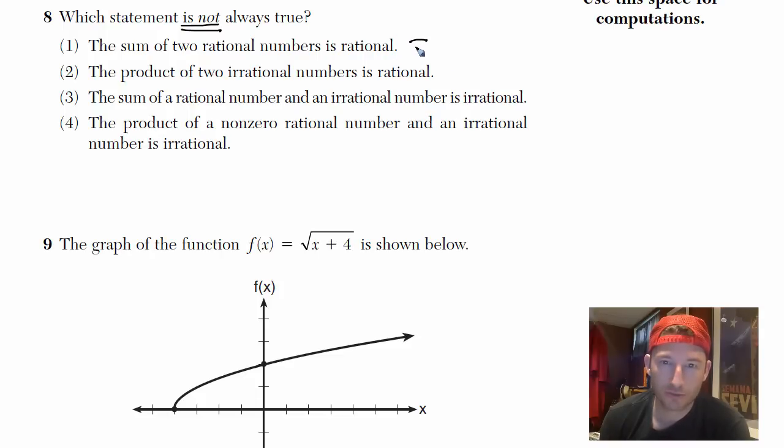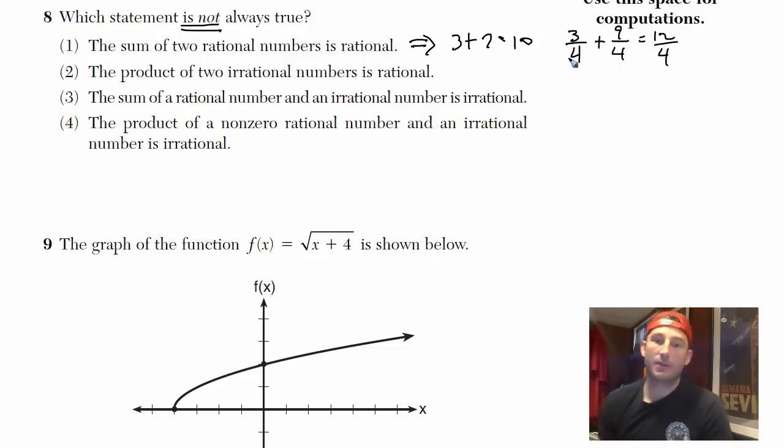Is that always true? Well, they're saying 3 plus 7 is 10, or something like 3/4 plus, I don't know, 9/4. That's 12/4. That's still rational. A rational number is just a fraction that doesn't have infinite decimal places, or a number that can be expressed as a quotient, the more technical way. So this will always be true, I got a feeling.